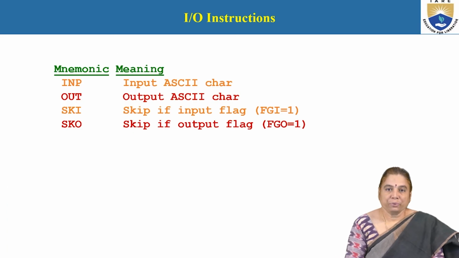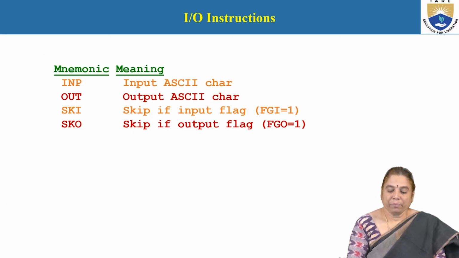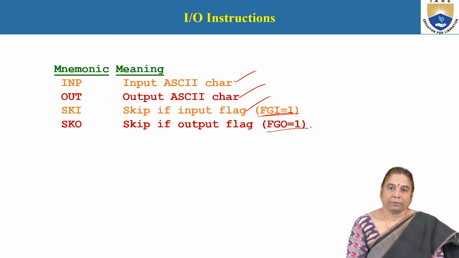How they can be used in the program. INP means input ASCII character. OUT means output ASCII character. SKI means skip if input flag FGI is equal to 1, then skip. SKO means skip if output flag FGO is equal to 1. In this way, IO instructions can be used. So, 3 types of instructions: memory referenced instruction, register referenced instruction, and IO instructions.